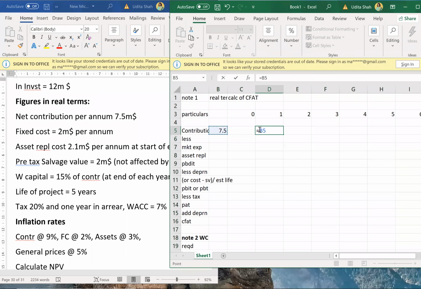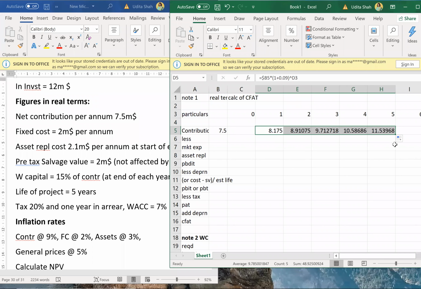So 7.5, I want to keep this as constant, into 1 plus my inflation, 9%, so 0.09, raised to 1, raised to 1. So only for 5 years. The 6th year is for tax in arrears. Don't drag it till the 6th year, okay?